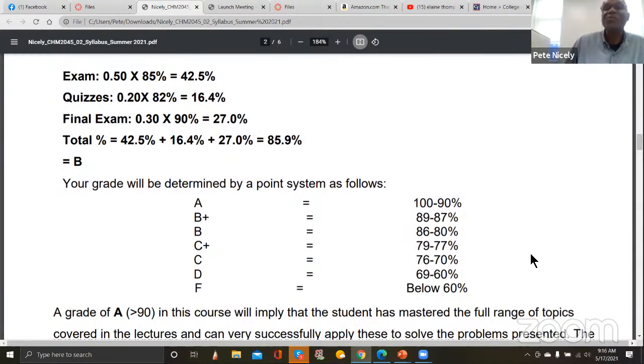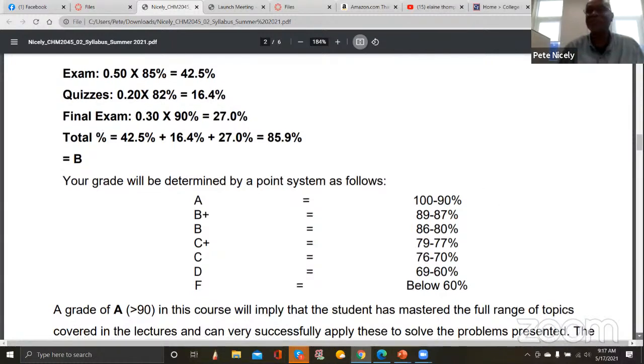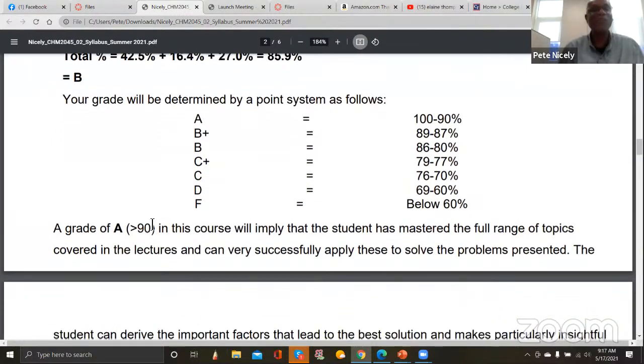And typically what I would do, I've been doing this for the past couple of years, is that based on the total score obtained by the class, I would take the highest score and round it up to 100 and curve the other scores accordingly, all right? So that's another thing that should help you, especially for those of you who might be borderline between two grades at the end of the semester.